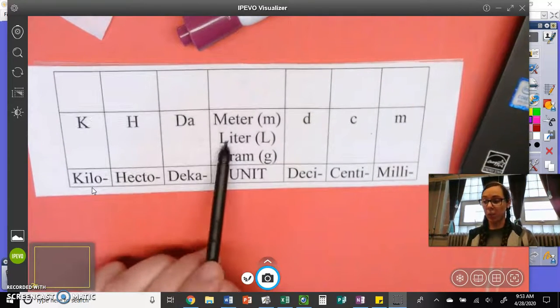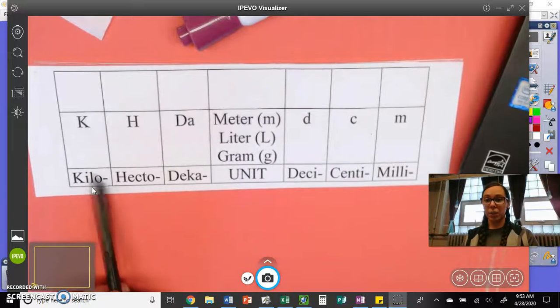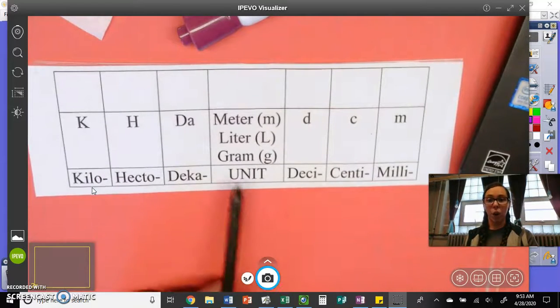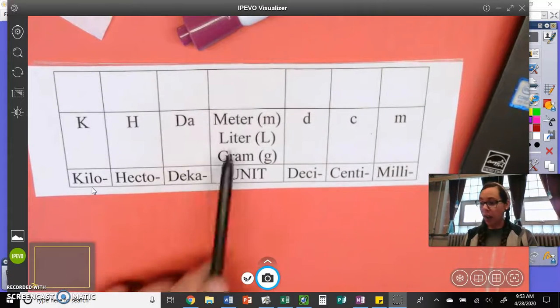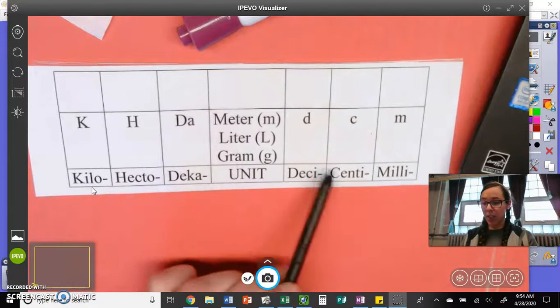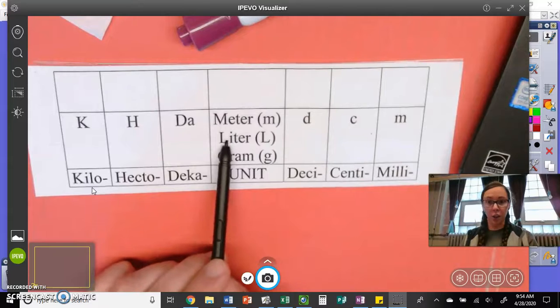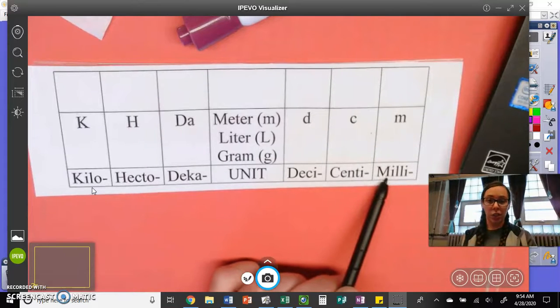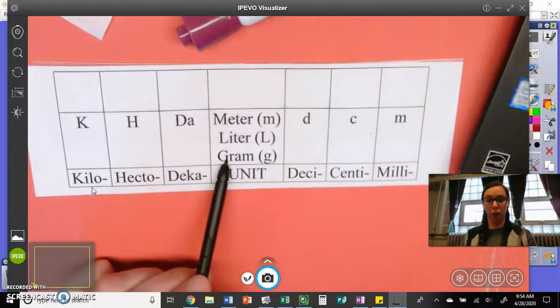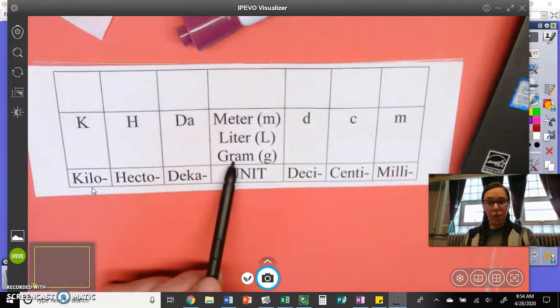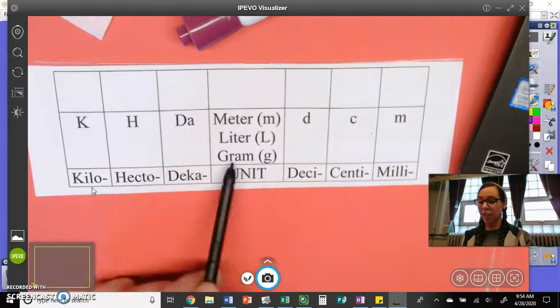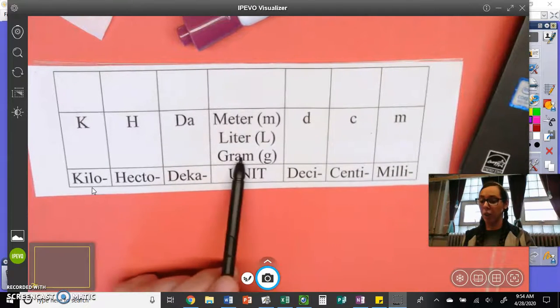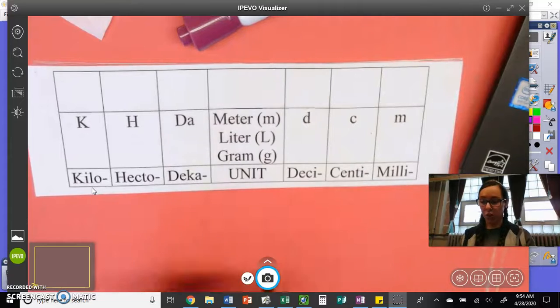And then it's the same with liters and grams, where we put this prefix at the beginning of our unit, whatever we're measuring in. Kiloliter, hectoliter, decaliter, deciliter, centiliter, milliliter. We're most familiar with milliliters. That's usually how they measure how much is in a water bottle. And then with grams, kilograms, I'm sure we've heard of before. Then there's hectograms, decagrams, decigrams, centigrams, and milligrams. We've probably heard of milligrams too.